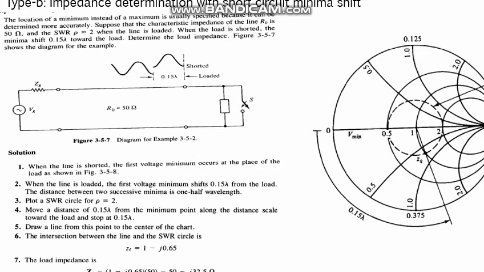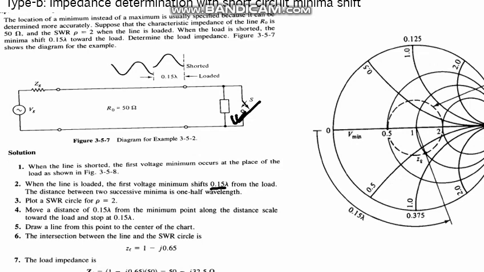Now coming back to the point, there is a solution. First solution: when the line is shorted, the first voltage minimum occurs at the place of the load, as you can see. When the line is loaded, the first voltage minimum shifts 0.15 lambda from the load. That has been given here, in the mathematics of minimum shift.